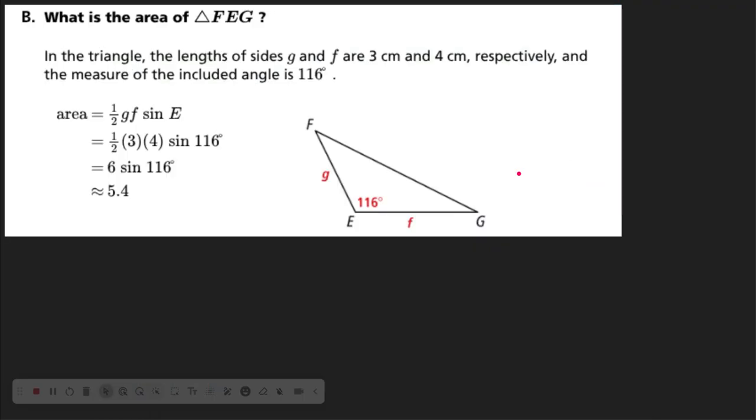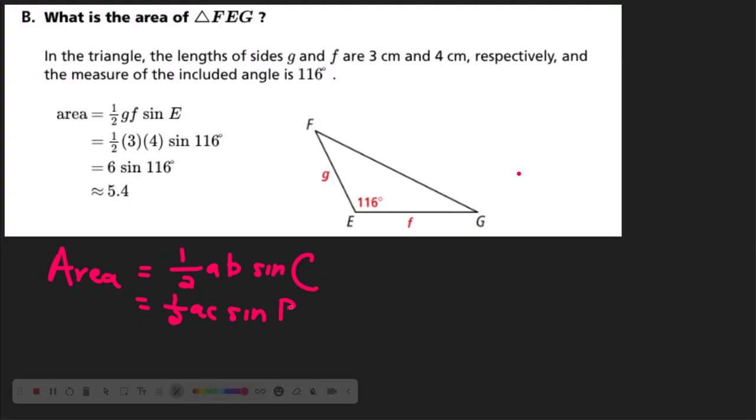Last thing I want to show you is how to find the area of a triangle using SOHCAHTOA. You don't have to memorize this if you are a problem solver. But if you're into memorizing, the general formula is the area of a triangle is 1/2 AB sine of capital C. It could also be 1/2 AC sine of what? Capital B. Or it could be 1/2 BC sine of capital A. All of these will work. They're all telling you the same thing.